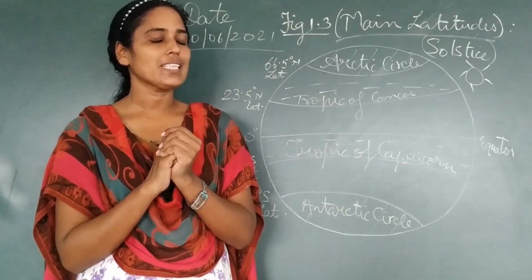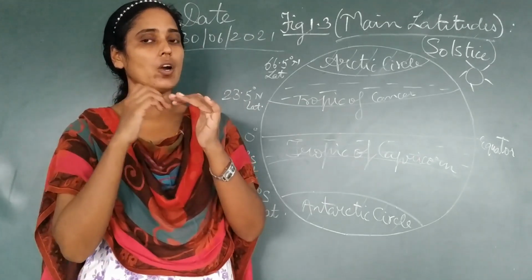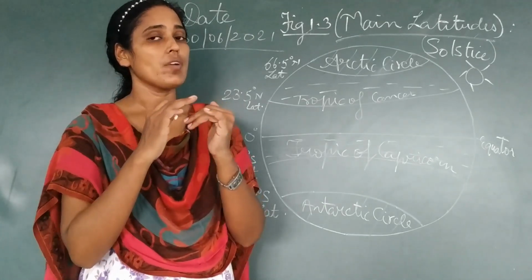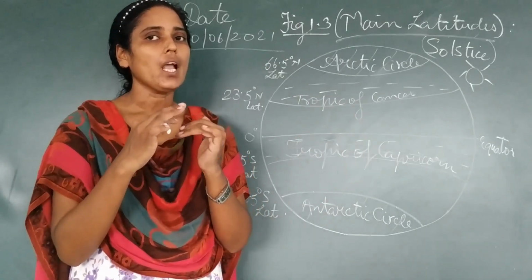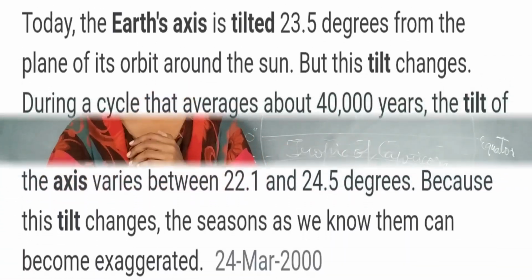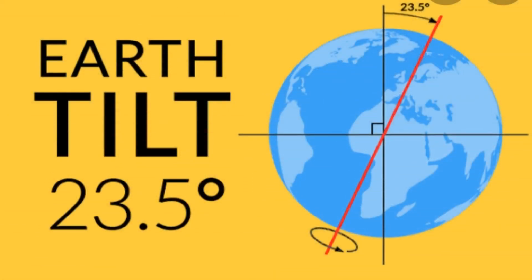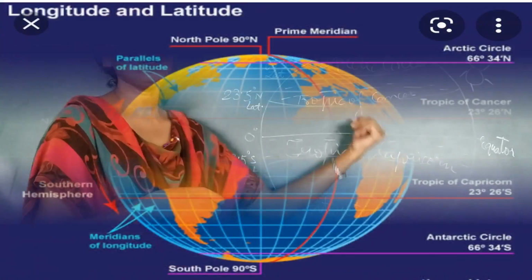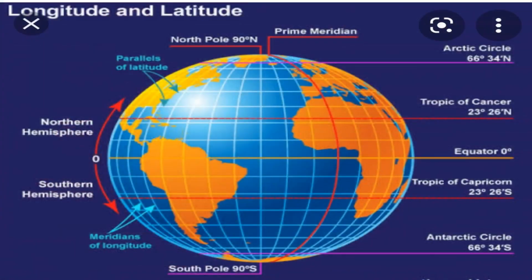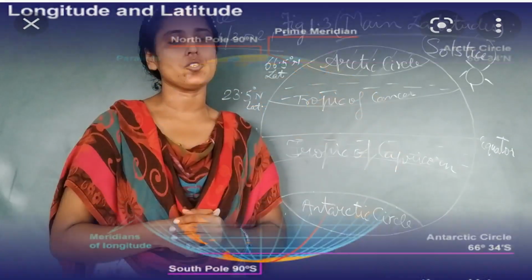When we see the globe, we can see that we do not have the shape of a ball, we have the shape like an orange. Why? Because earth is tilted at 23.5 degrees. So it takes 6 months for the movement of the sun in a solstice, and the sun rays fall almost straight between the Tropic of Cancer and the Tropic of Capricorn.